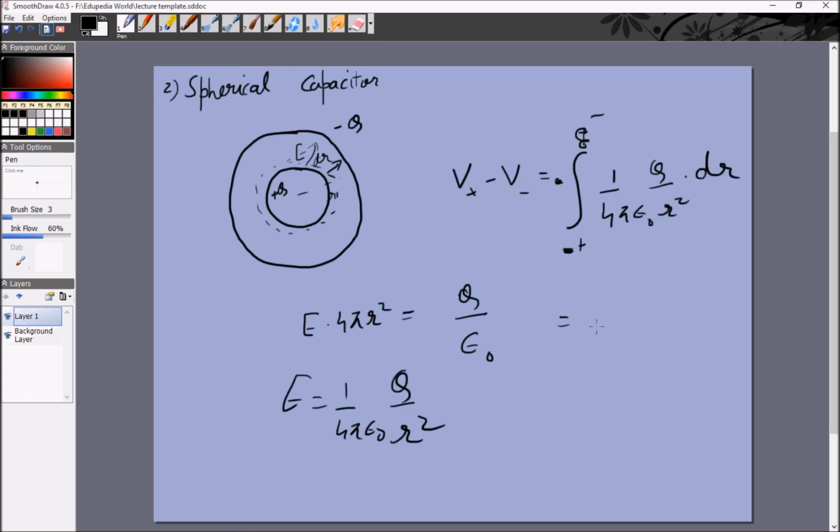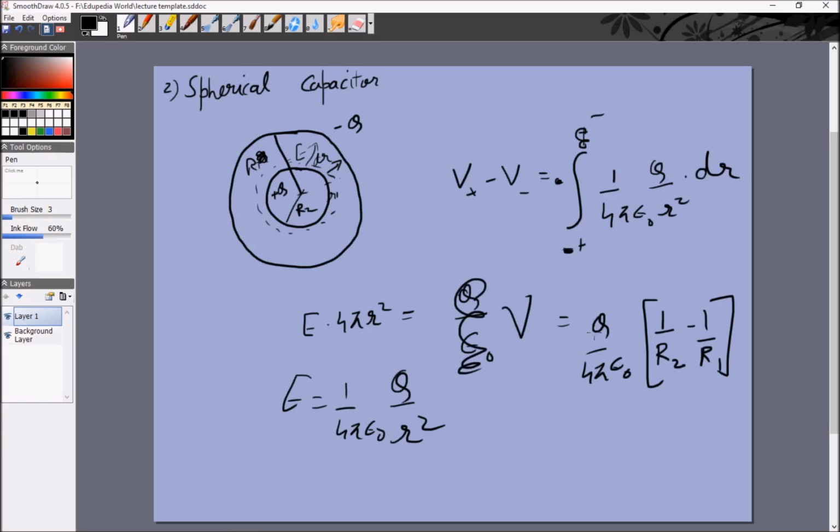The integral of this will give me Q by 4 pi epsilon naught times, this is r to the power minus 2, so the integral will be r to the power minus 1 by minus 1. So 1 by minus, minus 1 by plus. That's what it will give me. So let's say R1 is the bigger one, and R2 is the smaller one. So what this will give me will be 1 divided by the positive one minus 1 divided by the negative one, because the integral of r to the power minus 2 will give a minus sign. So it will be 1 divided by R2, that is the radius of the positive one, minus 1 divided by R1. What is this? This is V plus minus V minus, that is the potential difference.